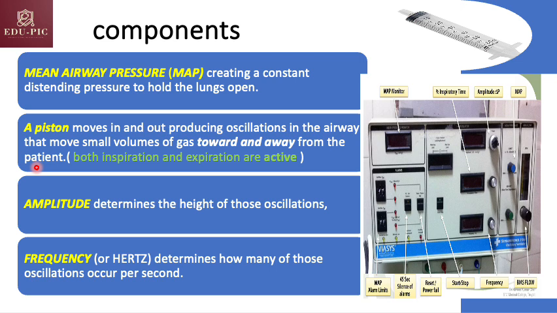You have to see here that both inspiration and expiration are active. In conventional ventilation, only the inspiration is active and expiration is passive. But here in high frequency oscillatory ventilation, both inspiration and expiration are active. The third one is amplitude, or delta P, which determines the height of those oscillations. And lastly, the frequency or hertz, which determines how many of these oscillations occur per second.